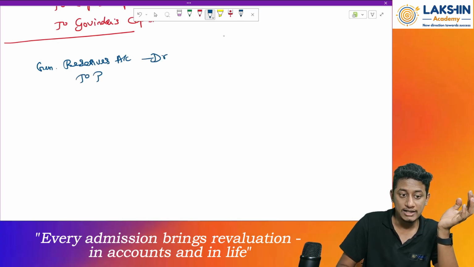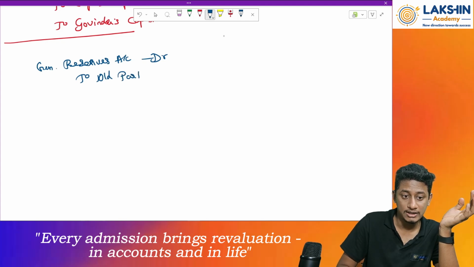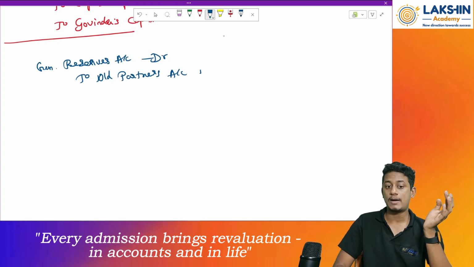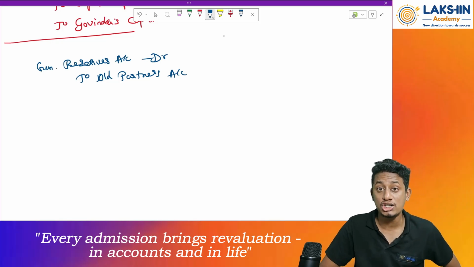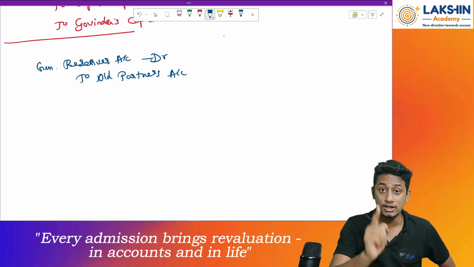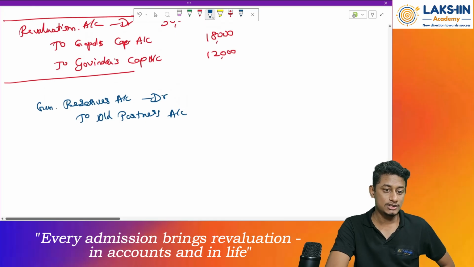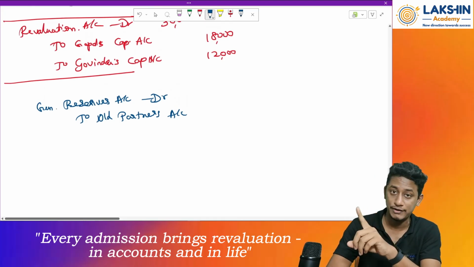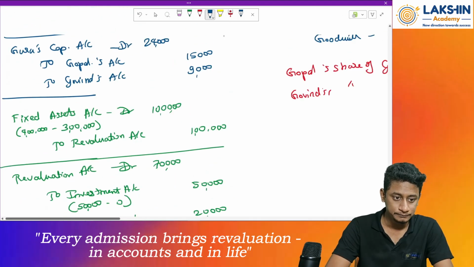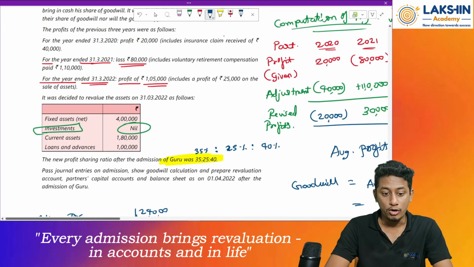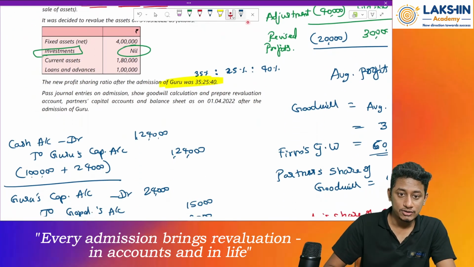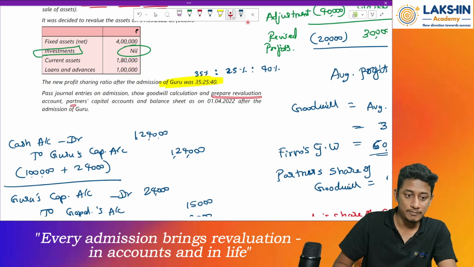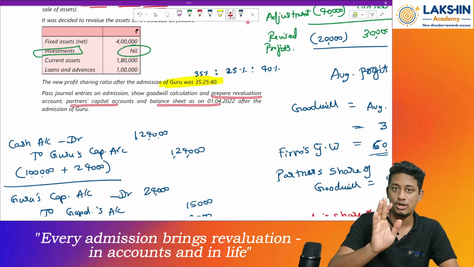To partners capital. Which partner? To old partners capital account. In my case, it is Gopal and Govinda's partners capital account. In what ratio will you divide it? In the old ratio. Clear? See, this logic I have told you before, while starting the admission chapter. Please go back and look at the videos clearly. Clear? Okay. So what remains? The remaining thing is only the preparation of revaluation account, partners capital account and balance sheet. See, I told you clearly how to prepare the balance sheet, right?